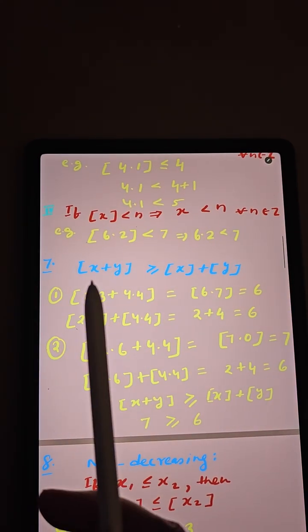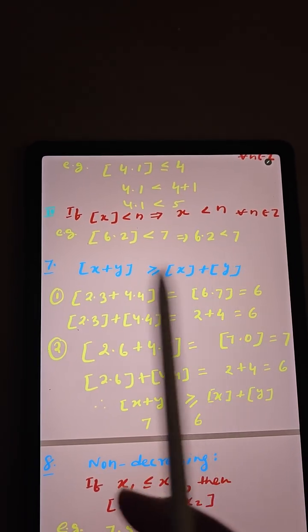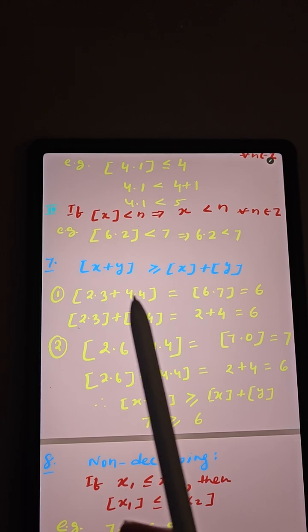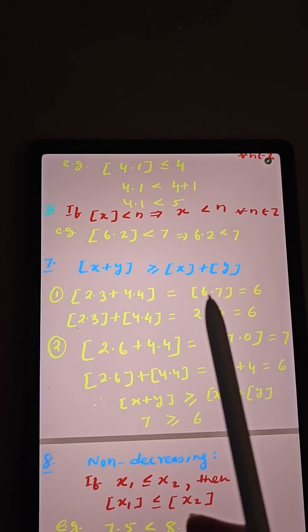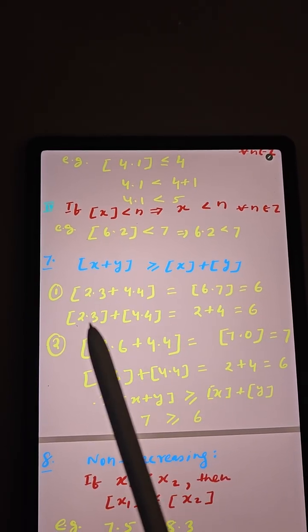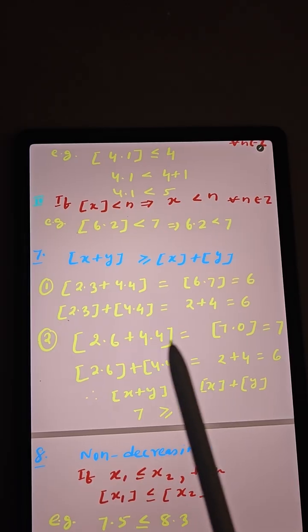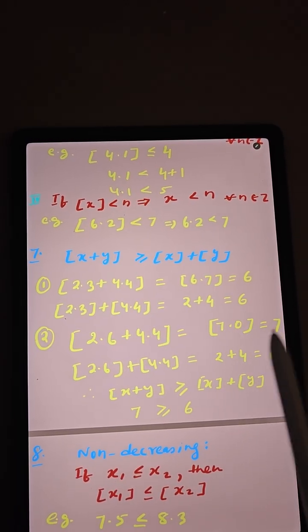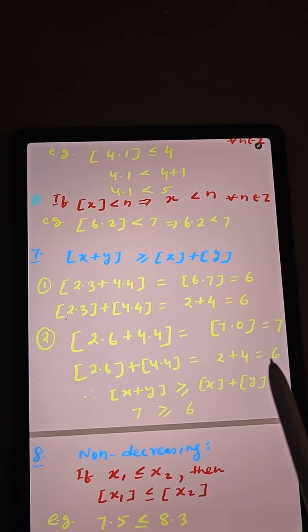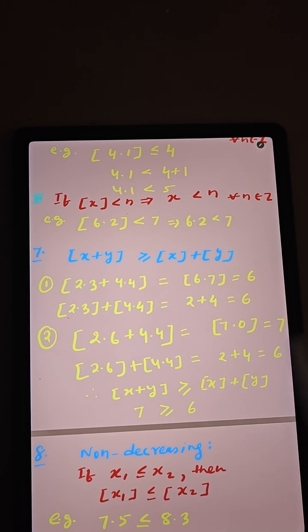Now come to this property. The greatest integer function of x plus y is greater than or equal to the greatest integer function of x plus the greatest integer function of y, separately. So this together will be greater than or equal to the separate addition. Understand by the example 2.3 plus 4.4. If you add together, this will give you 6.7, so its greatest integer value is 6. If we add it separately, the greatest integer function of 2.3 is 2 and of 4.4 is 4, that is 6. Same. Similarly, another example: 2.6 plus 4.4. We add together, 7.0, so 7. Separately, 2.6 gives 2 and 4.4 gives 4, so 6. Now you are able to see that 7 is greater than or equal to 6. So I have told you both cases, equal to also and greater than also.